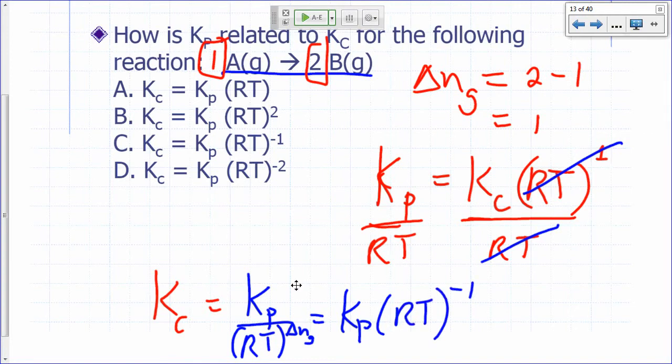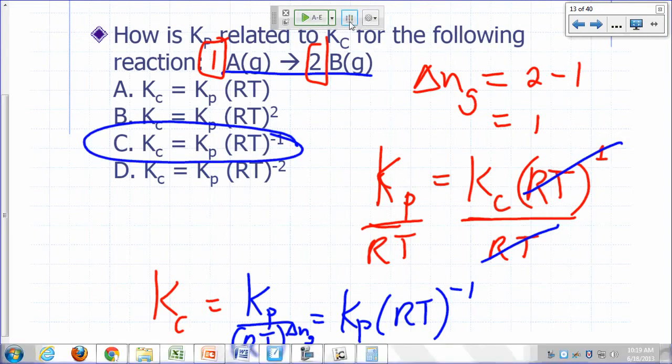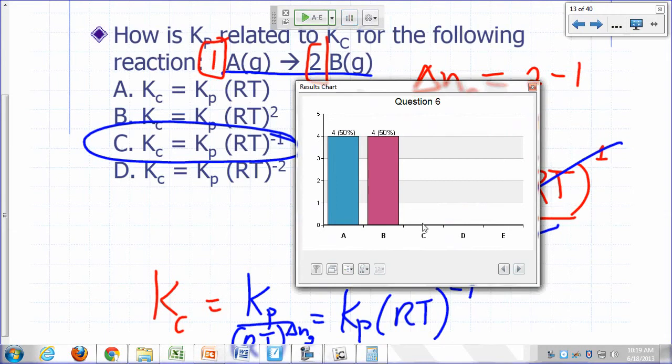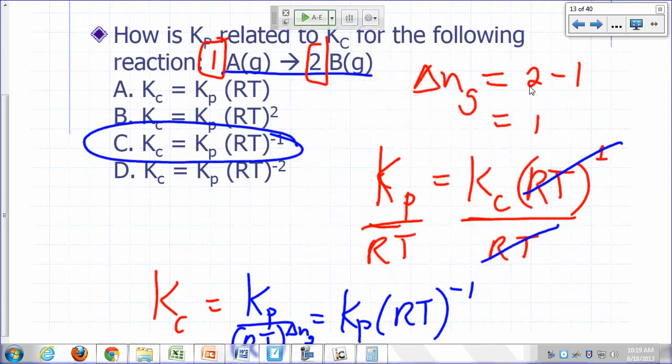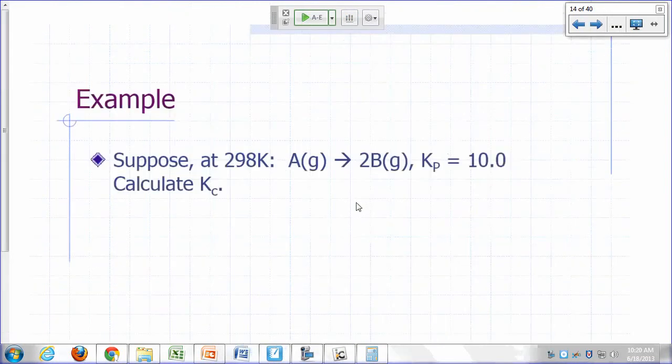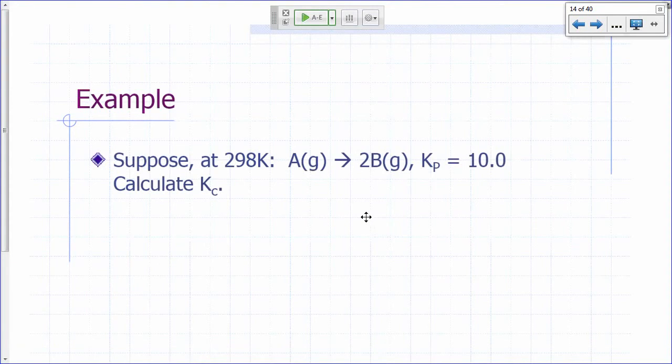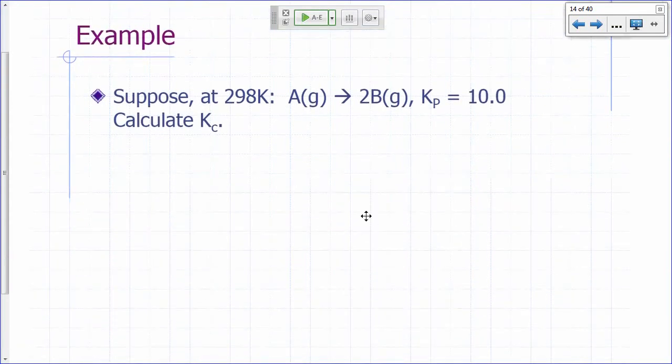So which one's the correct answer? No? Correct answer is C. I guess more, not just half fell for the trick. It's the whole class. How about, let's try this one.